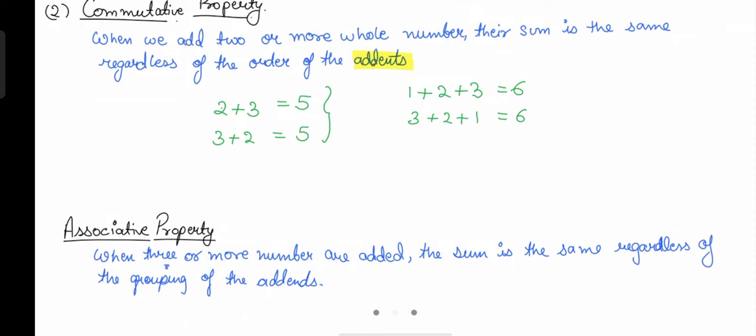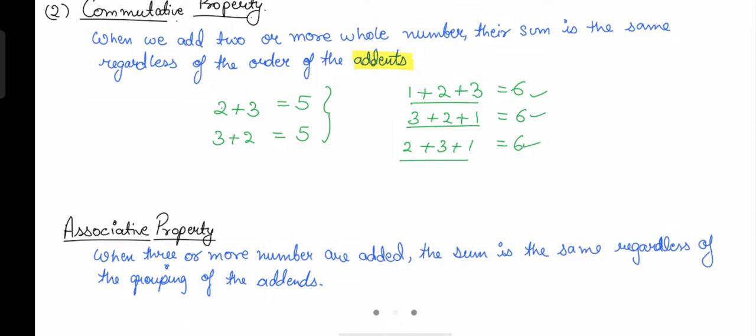Let's change the order once again. Let's write it as 2 plus 3 plus 1. Then is my answer going to change? No, 2 plus 3 is 5 and 5 plus 1 is 6. So you see, no matter what my order is for the addends, in each and every case my answer is coming out to be the same.